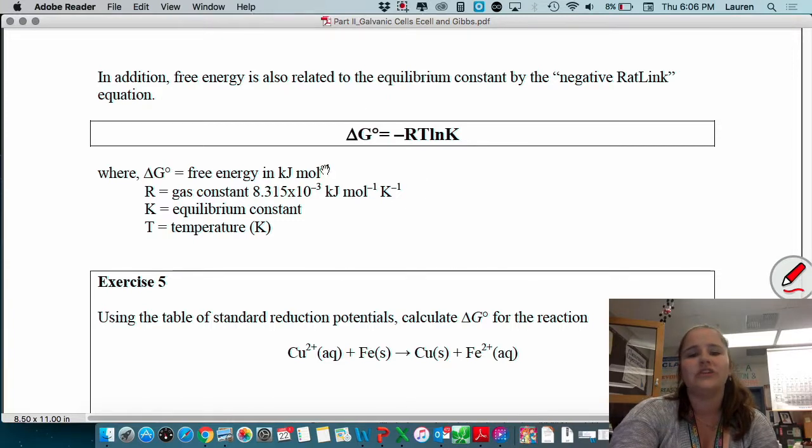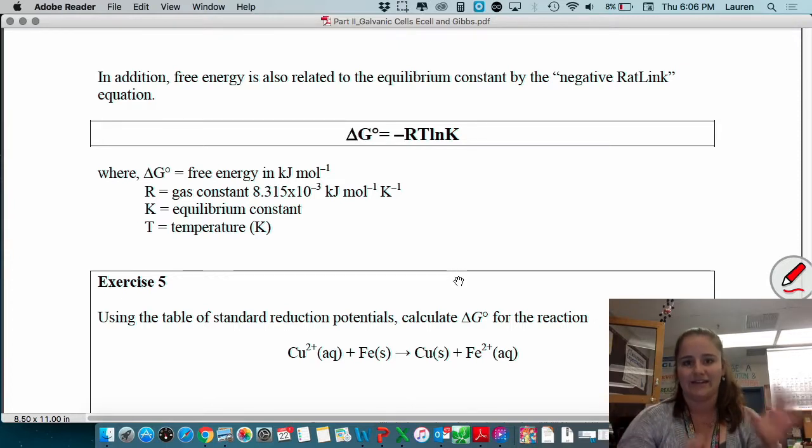We've already seen this equation. It should look familiar, but it's another relationship between delta G and K. We're going to put those together in a little bit to relate K and our E cell.